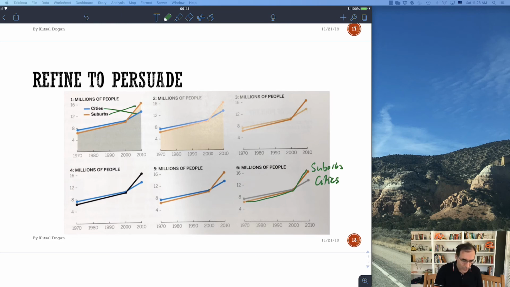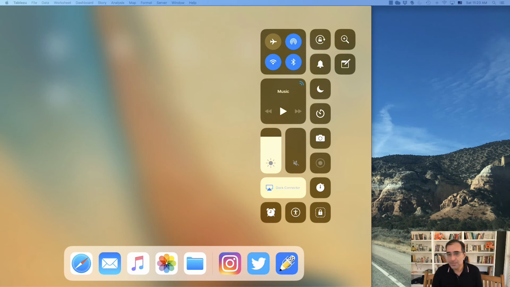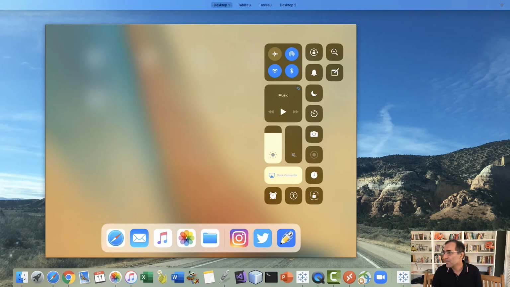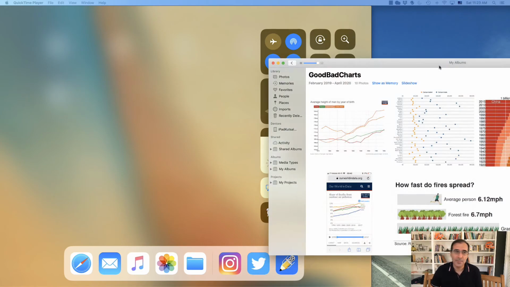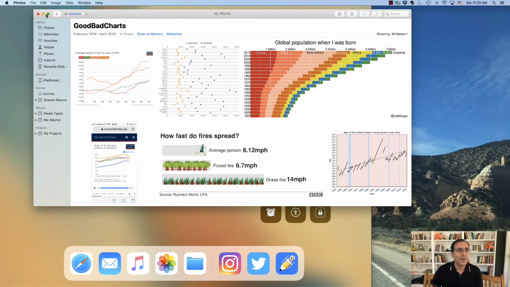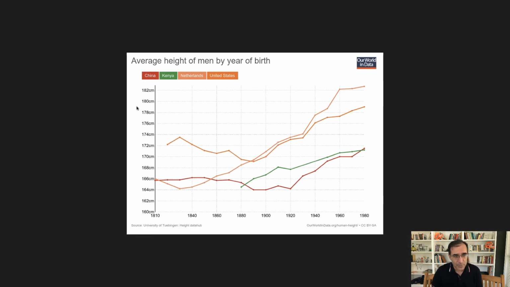So next, I'm going to show you a few examples. These are examples I collected over the years of good charts and bad charts. All right, I'm going to start them right now. This is the first chart I'm going to focus on. I want you to look at this chart and tell me what is wrong with it.